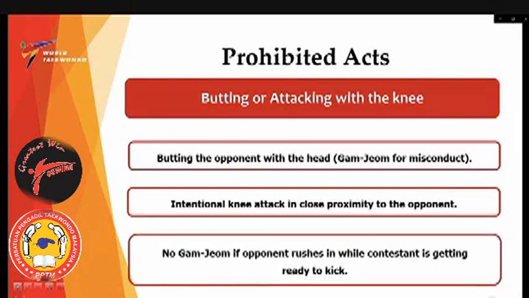No gamjan if the opponent rushes in while the contestant is getting ready to kick. So if I am lifting my leg to kick, but at the same time that I'm lifting my knee, the opponent rushes in, this is not a gamjan. This is just part of the exchange.